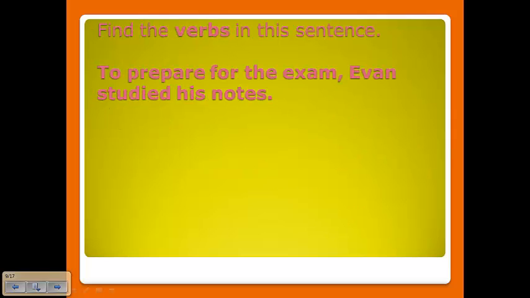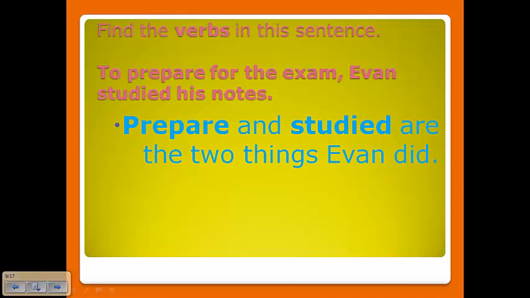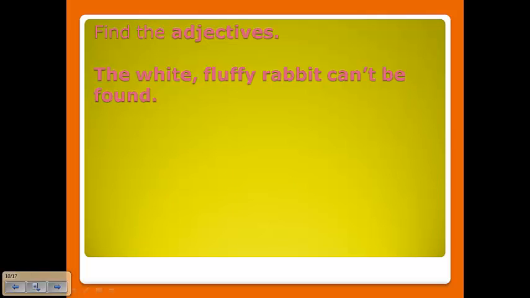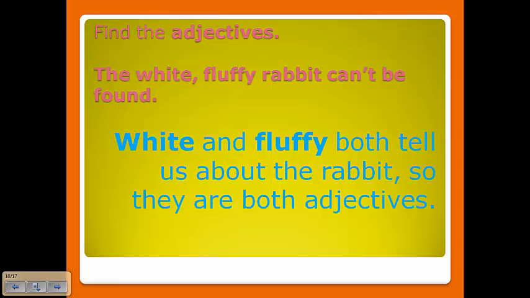Find the verbs in this sentence. To prepare for the exam, Evan studied his notes. Prepare and study are two things that Evan did. They were actions. That makes them verbs. Okay, let's find the adjective. The white, fluffy rabbit can't be found. White and fluffy both tell us about the rabbit, so they are both adjectives.